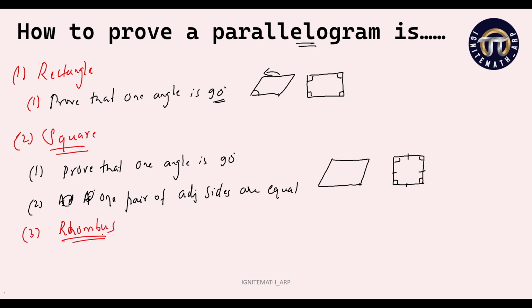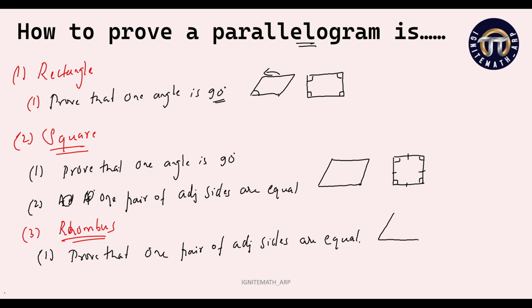How can I prove a parallelogram is a rhombus? Again, one condition: just prove that one pair of adjacent sides are equal. Clear? So this is a parallelogram. I am just proving that a pair of adjacent sides are equal. This equal to this, so these two again become adjacent sides.